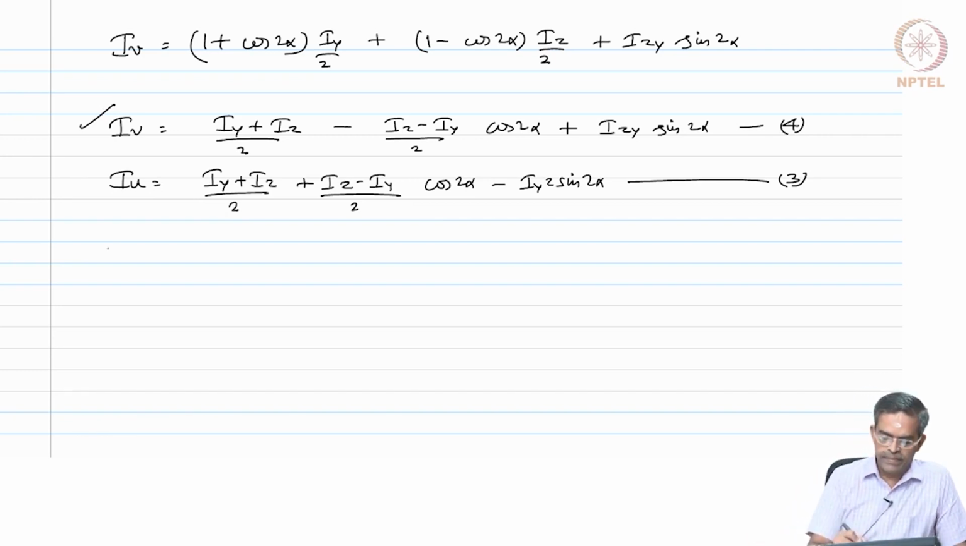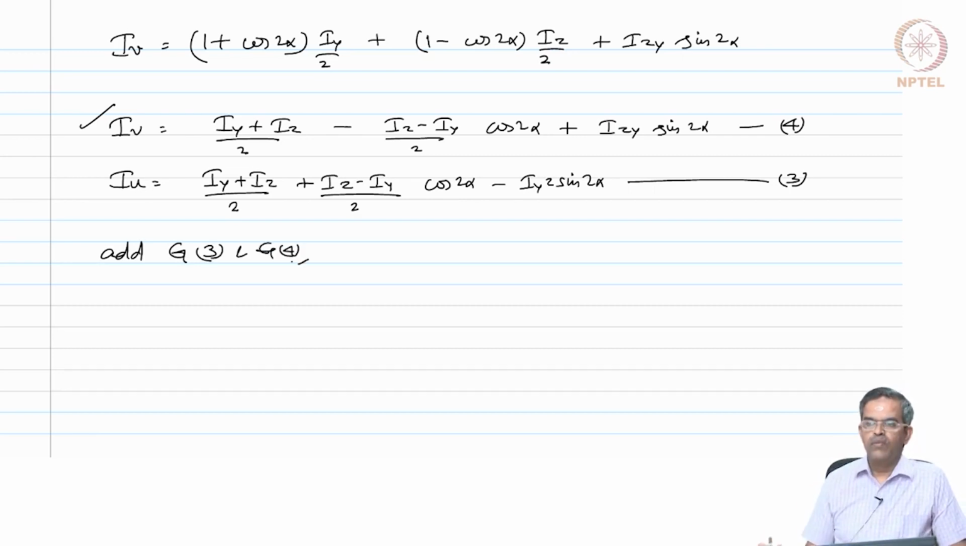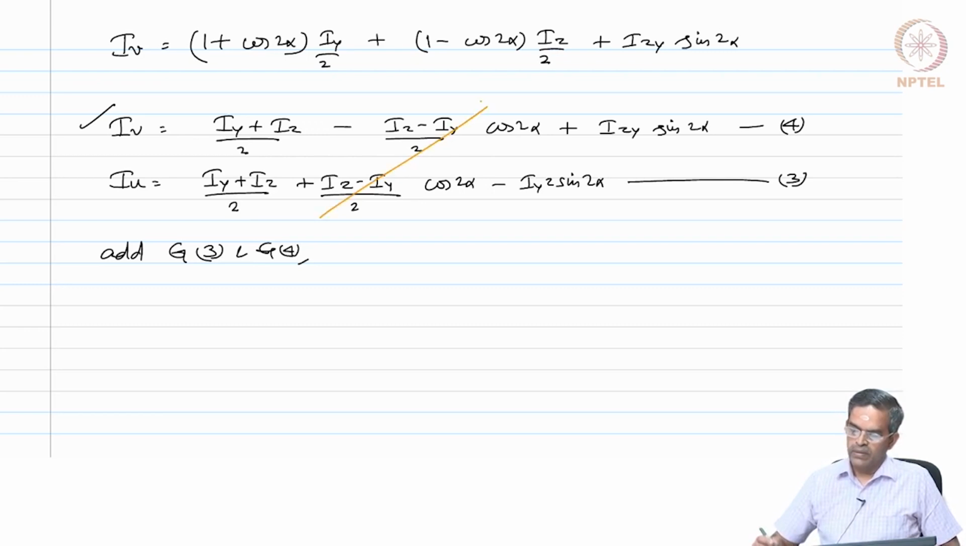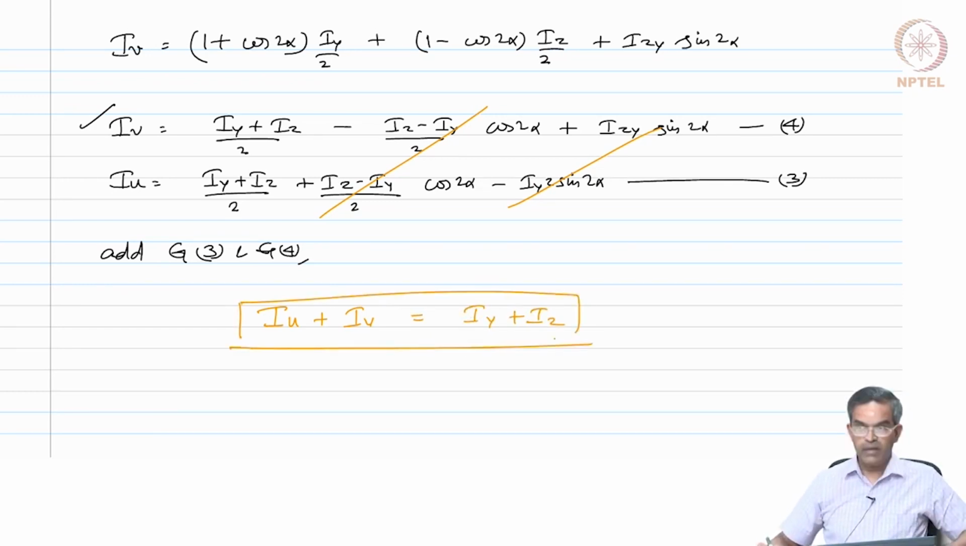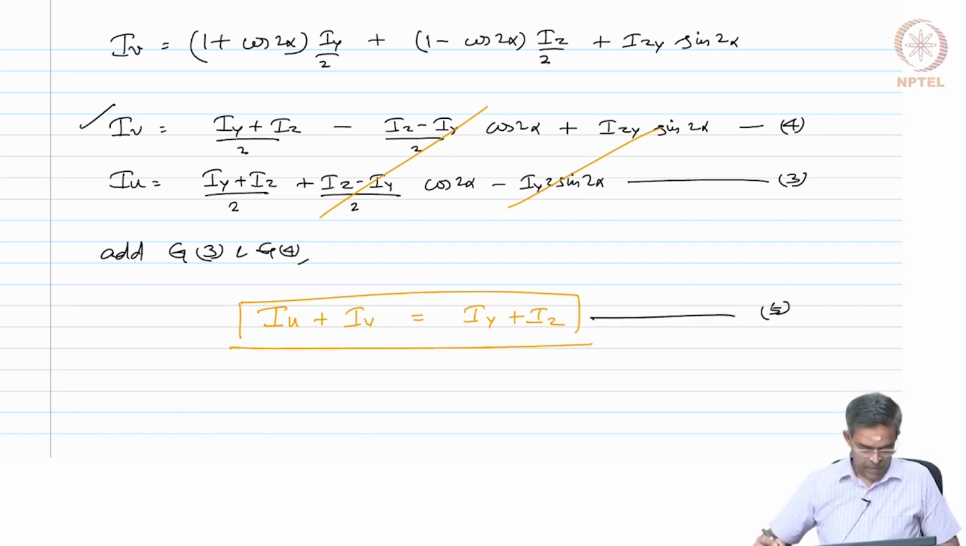So, if I add equations 3 and 4, what do I get? So, if I do that, the Iz minus Iy term goes away, and this goes away. So, I can straight away say Iu plus Iv is Iy plus Iz. Am I right? I get this classical relationship. I call this equation number 5. Okay, it is a classical relationship.